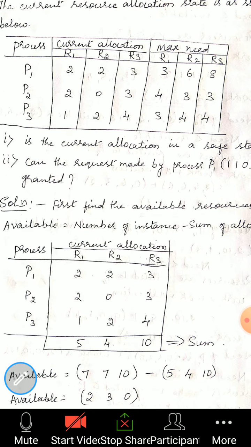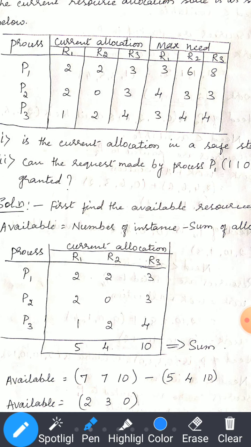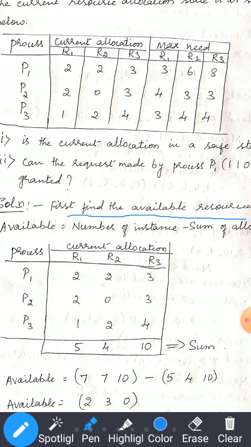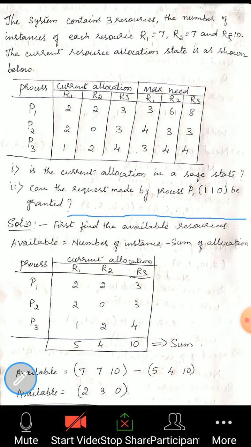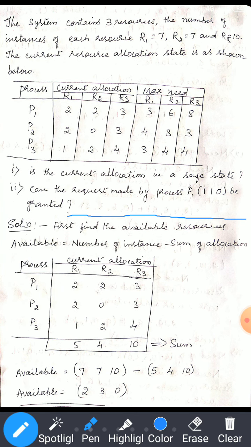You can see this here. So solution: first we have to find the available resources. How to find the available resources? Available resources are determined by using the formula number of instances minus sum of allocation. Number of instances minus sum of allocation gives the available.